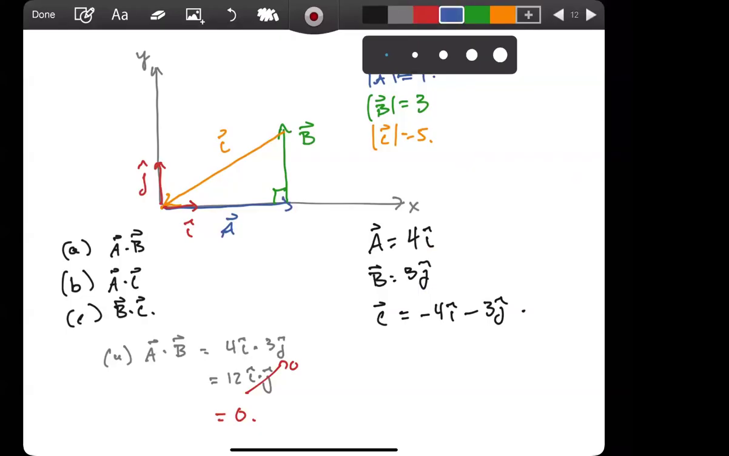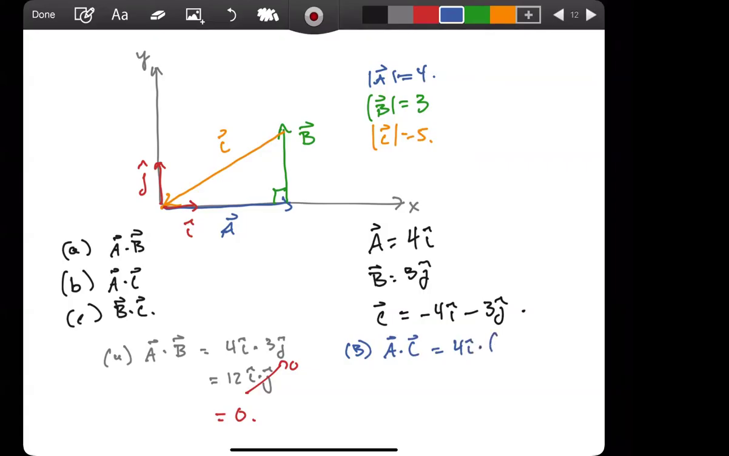Good. So next up, let's do part B. We're now going to do A dotted with C. So it's going to be the same thing as 4 I hat dotted with minus 4 I hats minus 3 J hats. Let's write that down. I'm going to get a minus 16 I hat dotted with I hats minus 12 I hat dotted with J hats. But again, we know I hat dotted with J hat is simply 0. We also know that I hat dotted with I hat is 1. So this is going to become simply negative 16.